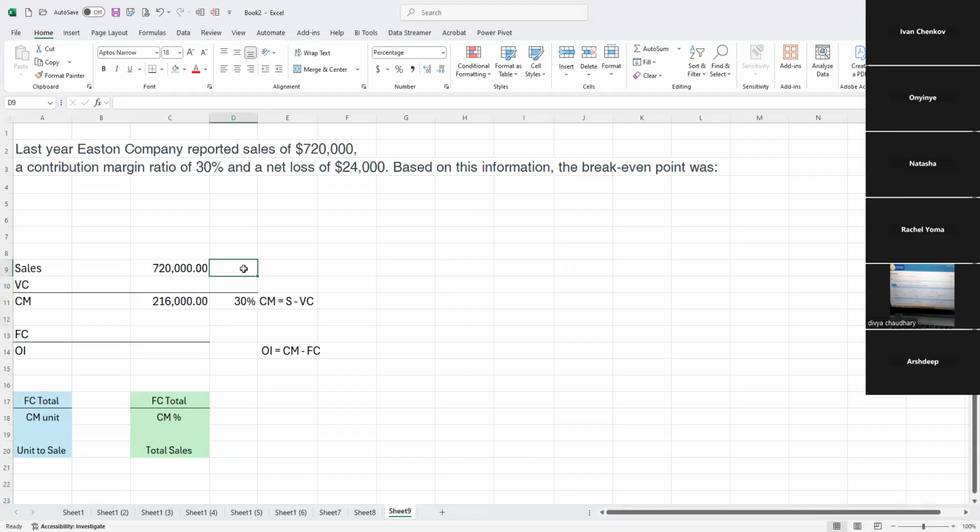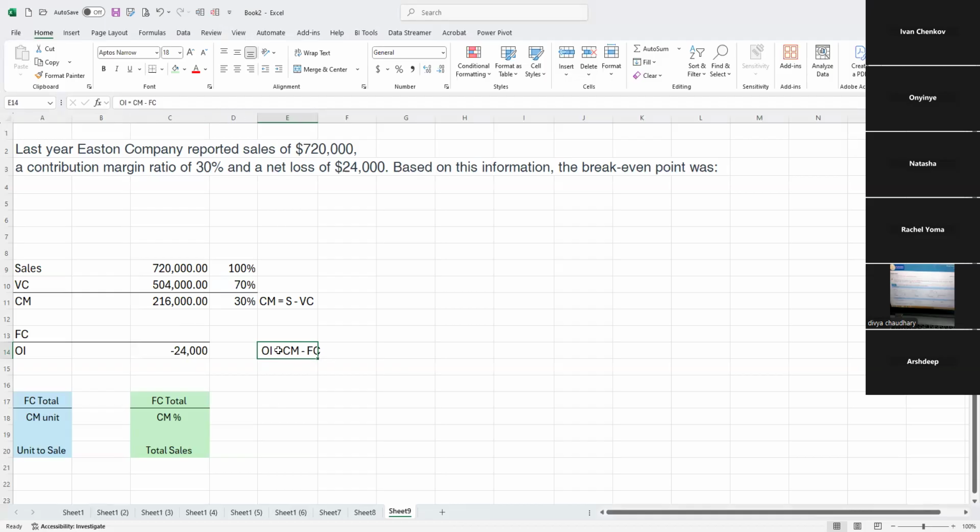What happened with the other 70%? Where is it going? Variable cost. The 70% is variable cost, right? There's no margin here. The other 70% covers the variable cost, which will be this one minus that one in this case, right? So now net loss is 24,000. I'm at negative 24,000. So now I'm down on this formula, right?